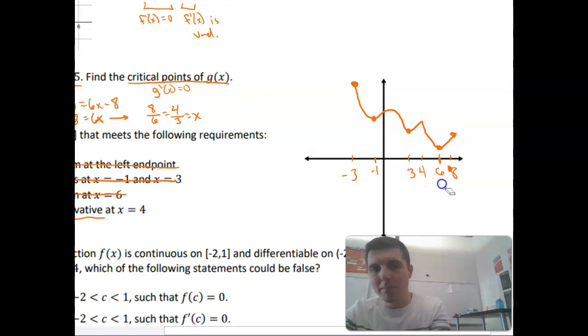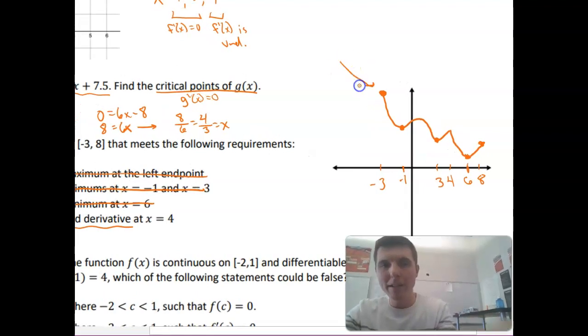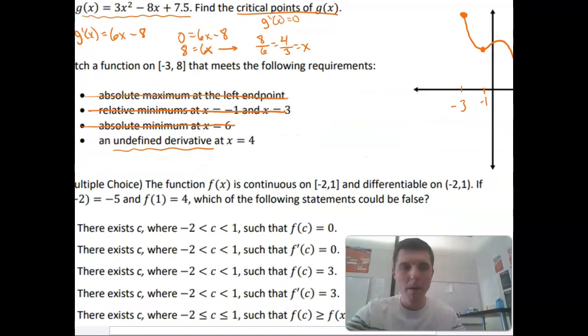So better erase this bottom chunk to make sure it's still a function. Your graph should look something like this. The left endpoint should be the highest part. 2 relative mins here and here. Absolute min right here. Some sort of cusp or vertical tangent or hole at 4.